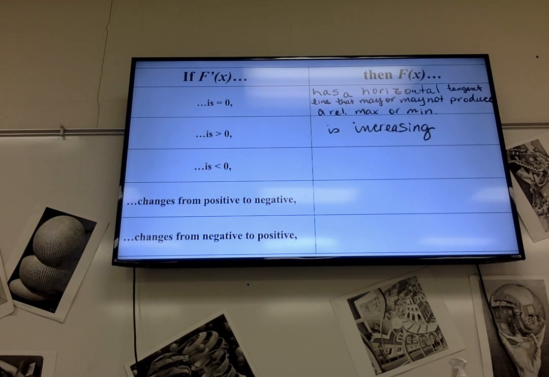If the derivative is less than 0 or negative, what is f of x? Decreasing.